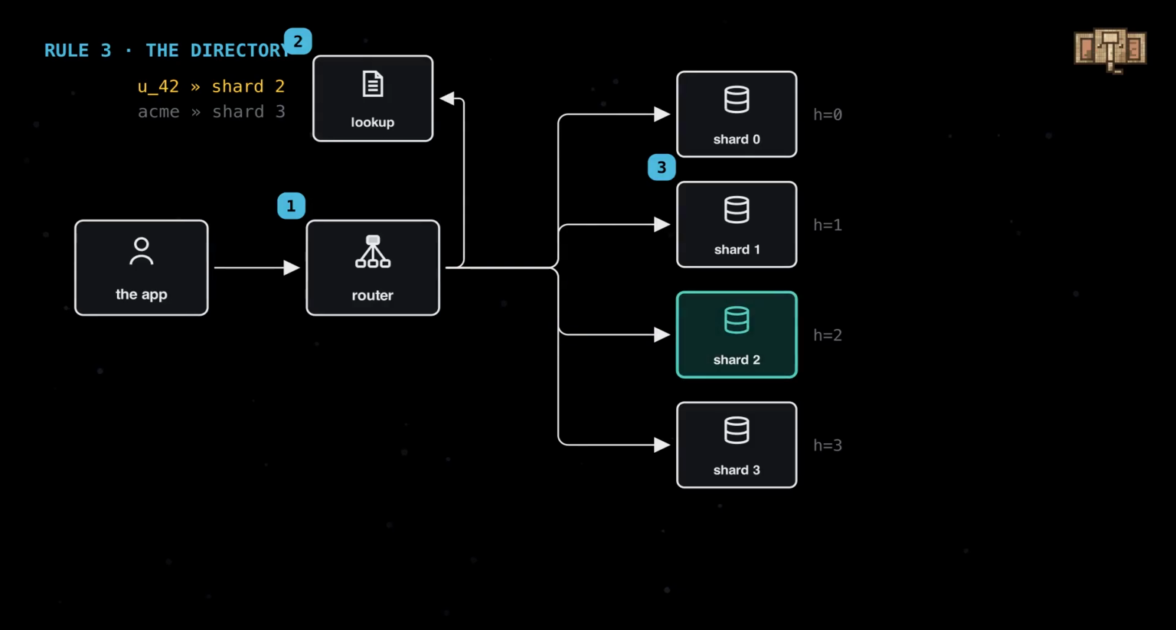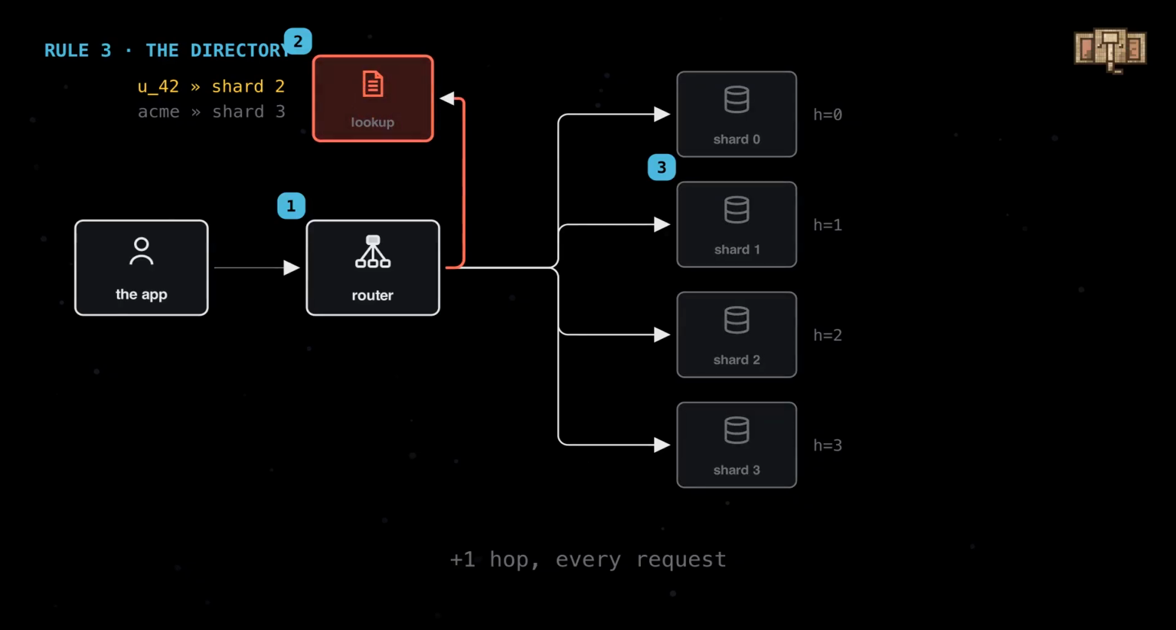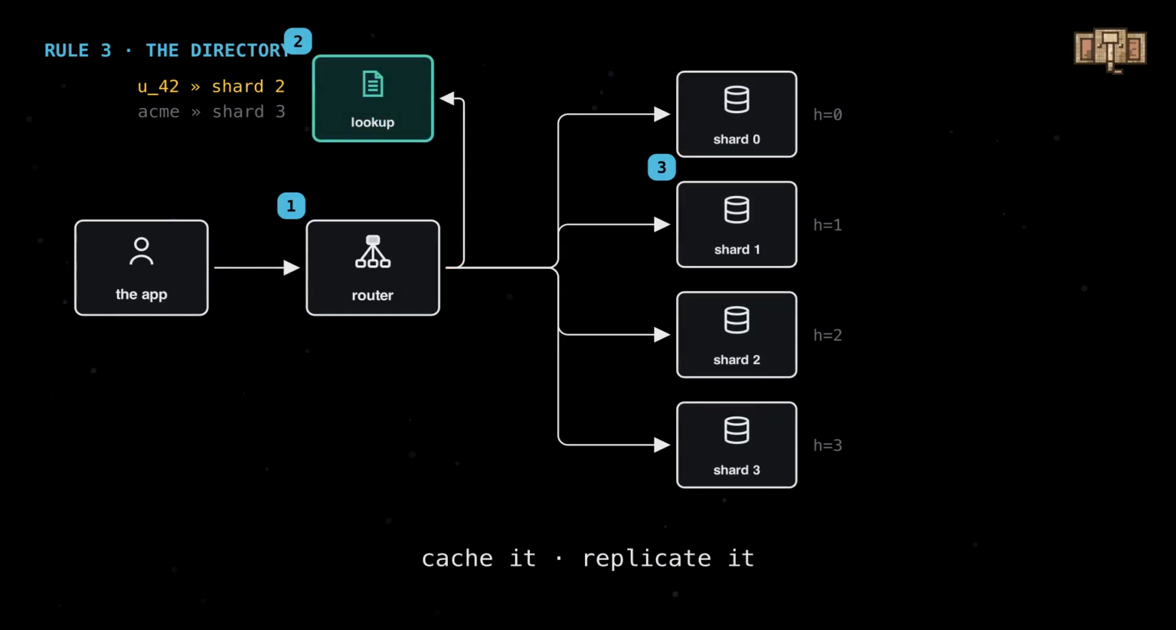No rehashing and nobody else is disturbed. But look at the costs. Every single request pays that extra hop. And worse, if the directory goes down, every key in the system is unfindable. So the directory has to be cached and replicated like your life depends on it. Because at that moment, it does.